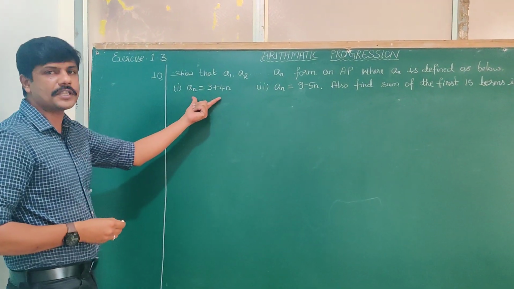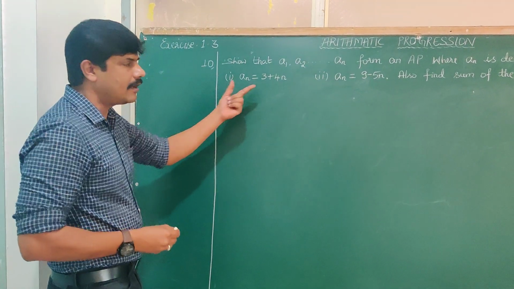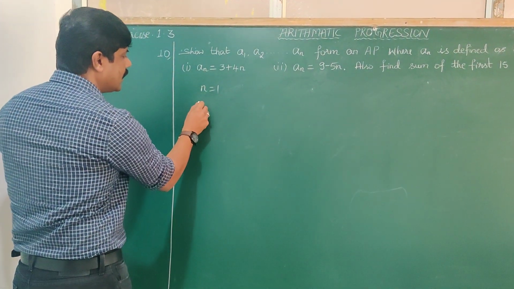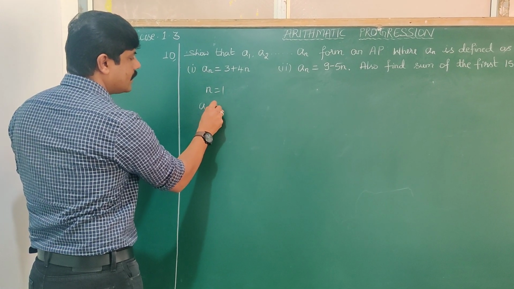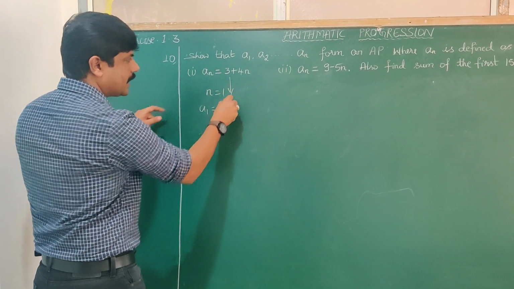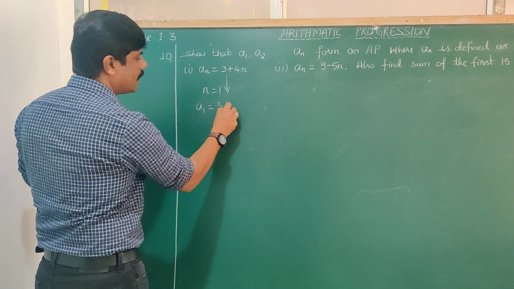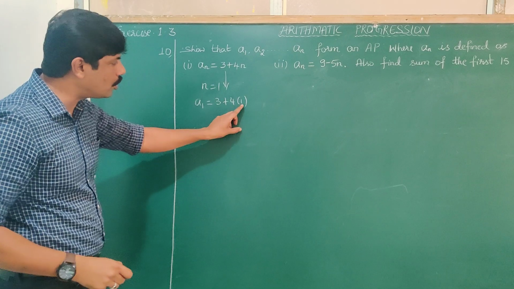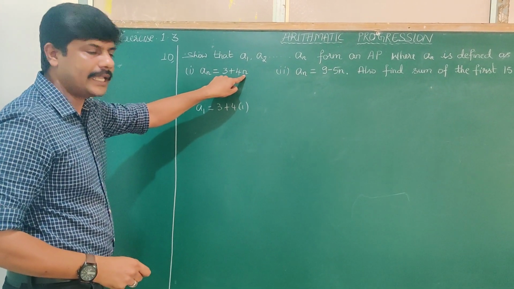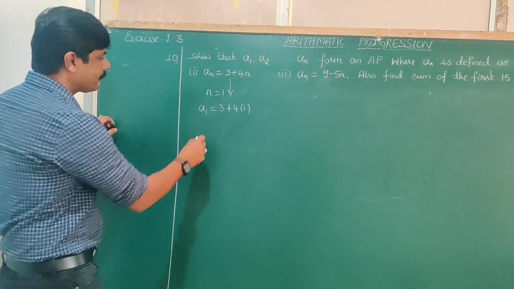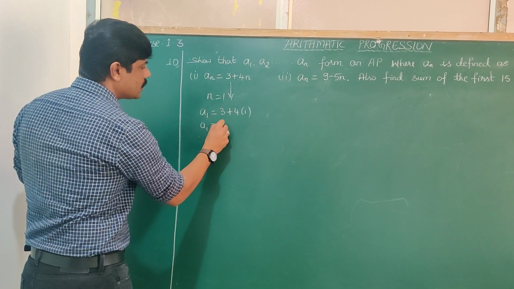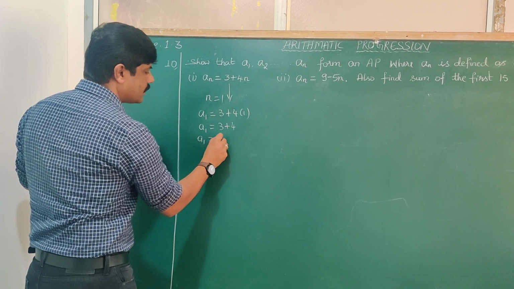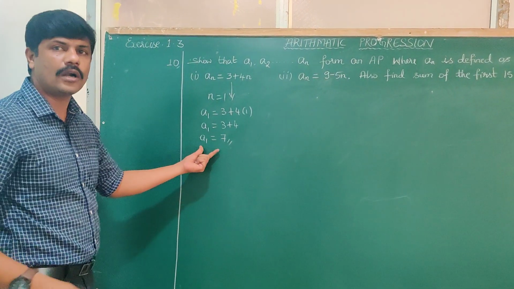Now to find the first term from this definition, we put n equal to 1. So A1 is equal to 3 plus 4 into 1. Why 4 into 1? Because in place of n we have substituted 1. A1 is equal to 3 plus 4, which is 7. The first term we got is 7.